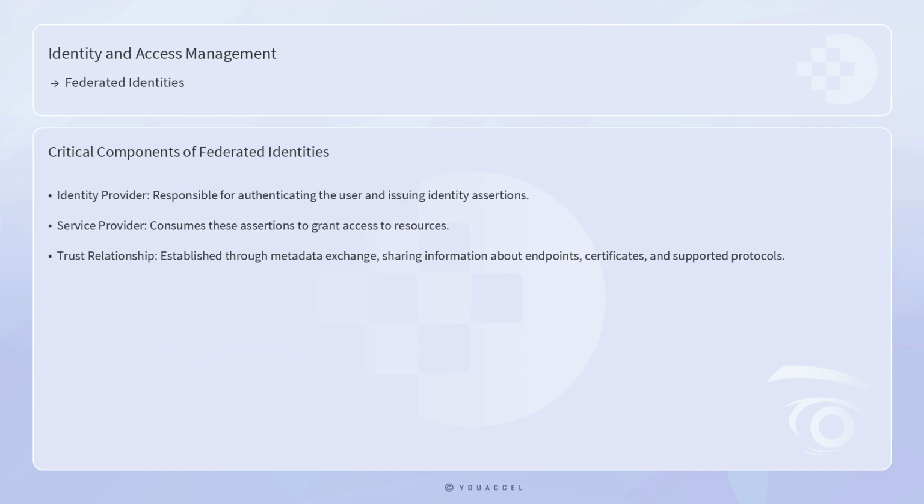The implementation of federated identities involves several critical components, including the identity provider, service provider, and the protocols that facilitate the trust relationship. The identity provider is responsible for authenticating the user and issuing identity assertions. These assertions typically contain information about the user, such as their username, email address, and roles. The service provider, on the other hand, consumes these assertions to grant access to resources. The trust relationship between the IDP and SP is established through metadata exchange, where each party shares information about their endpoints, certificates, and supported protocols.